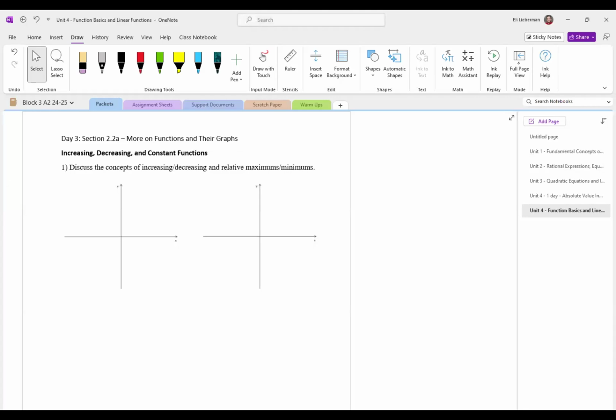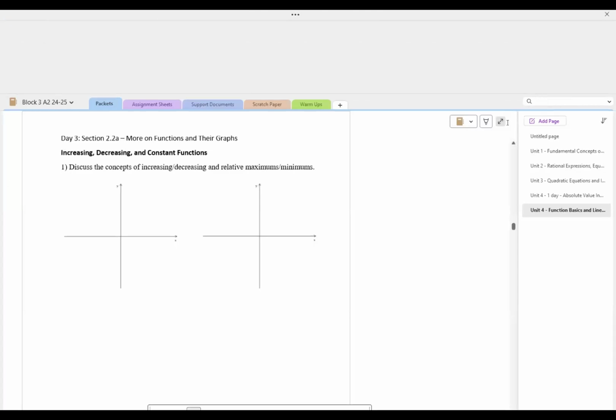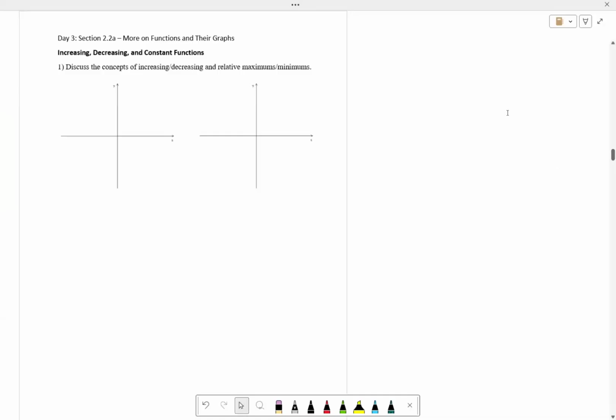Okay, I'm not in class now, so hopefully this will be a little bit faster than normal. Let's talk about functions and how to kind of decipher them and how to read them.